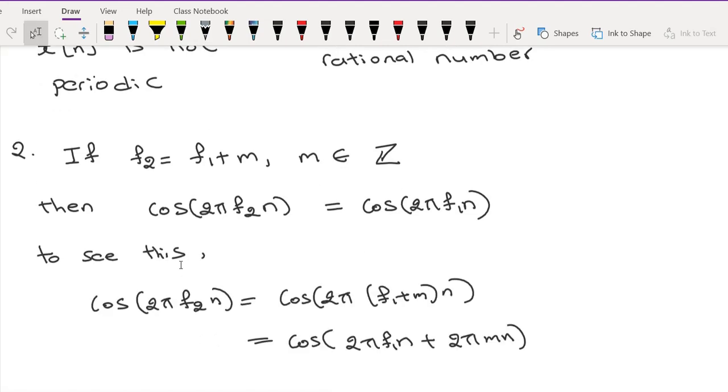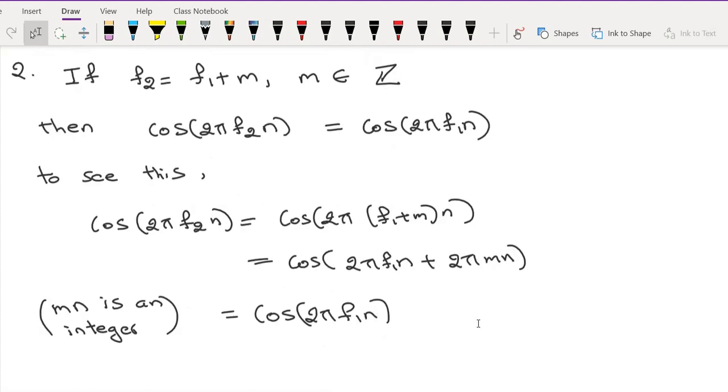To see this, let's start with the left hand side, cosine 2 pi f2 n. I'm going to substitute f2 equals f1 plus m in here, and then I get this right hand side. Then I can distribute 2 pi inside the multiplication, and I get this. Since m is an integer and n is an integer, m times n is also an integer. So this extra angle here is an integer multiple of 2 pi. That means you get back the same signal. So cosine 2 pi f2 n will be equal to cosine 2 pi f1 n whenever f2 is f1 plus some integer.